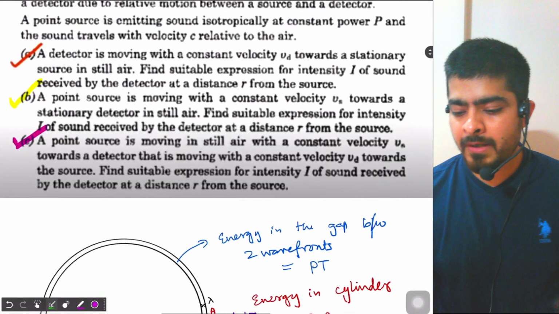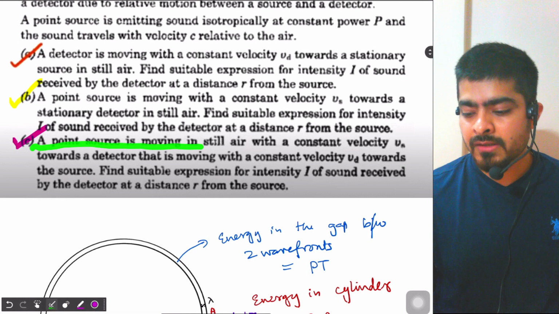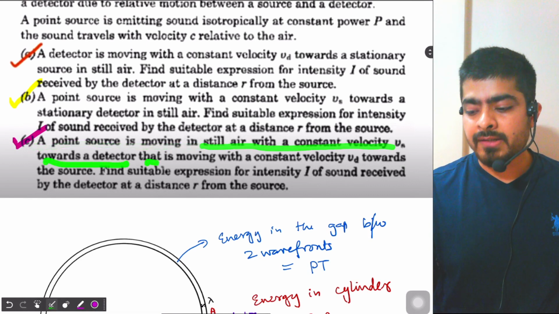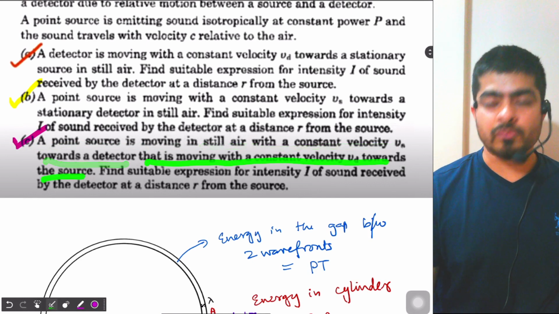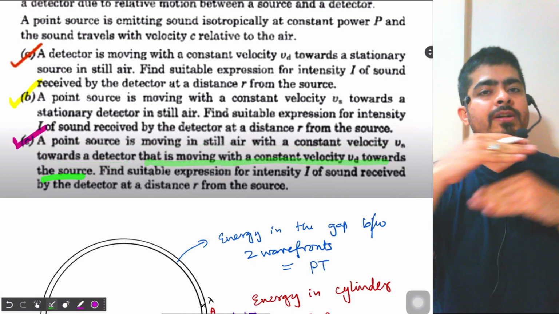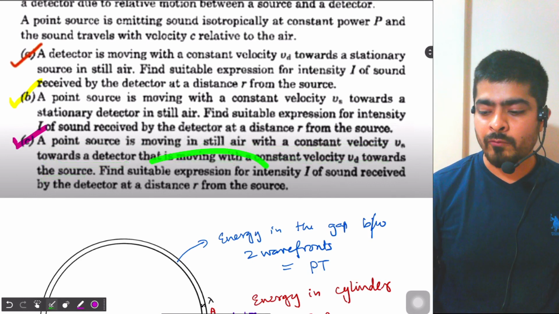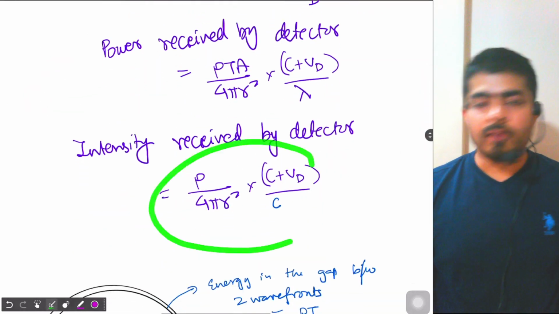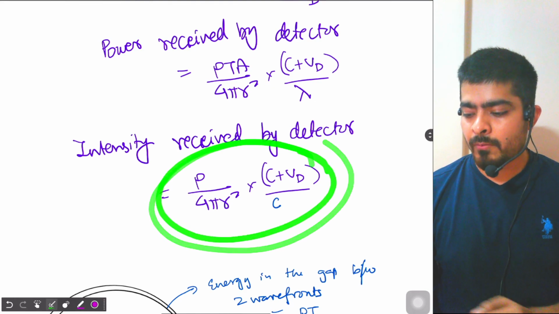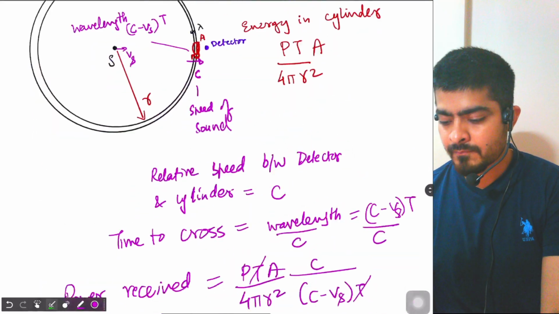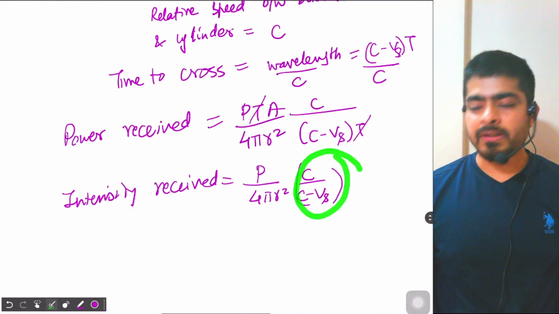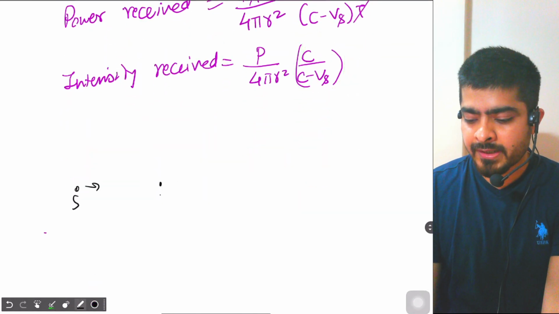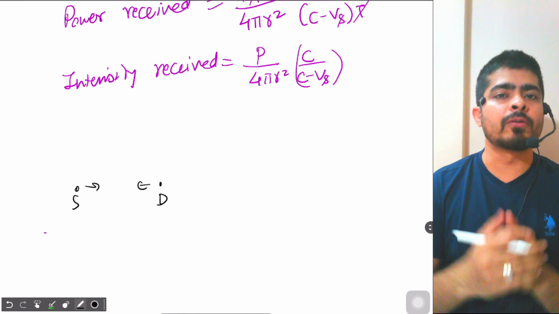Now in the third part they are asking that the point source is moving in still air with a constant velocity Vs towards a detector that is moving with a constant velocity Vd towards the source. Now source and detector both are moving towards each other. So now we have to find the intensity. What will that be? So we just combine these two formulas. When detector is moving, this is the formula. We multiply this factor. When source is moving, we multiply this factor. So when source is moving, detector is also moving, they are moving towards each other.